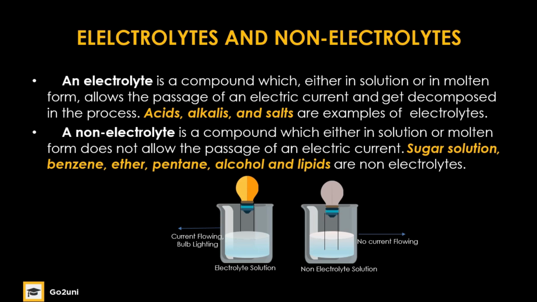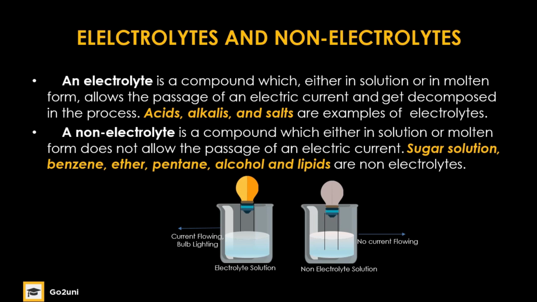So if we dip a connection rod or wire into these non-electrolytes and connect it to a bulb, we'll observe that the bulb does not light. But if it is an acid solution, an alkali solution or a salt solution, we'll observe that the flow of electricity through these solutions will make the bulb come on. So this is what we mean by electrolytes and non-electrolytes, and these are their examples.